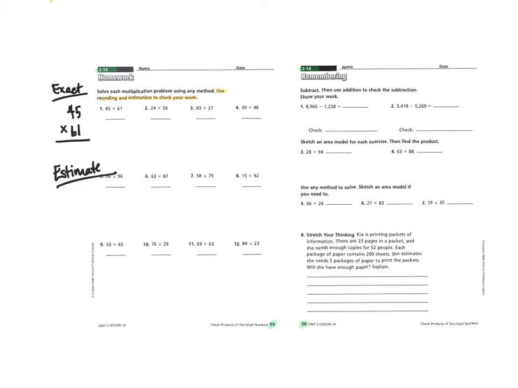So this is a lot of practice today. You have 12 problems on the front page. And then on the back, you're going to do some review. I want to point out that it says, again, sketch an area model. So this is just to practice that area model. It's something you need to know, fourth graders. You're not going to get away from doing area model even in sixth grade. And then on 5 through 7, you can use any method to solve. And then you have a stretch your thinking. So that's your work for today, fourth graders.